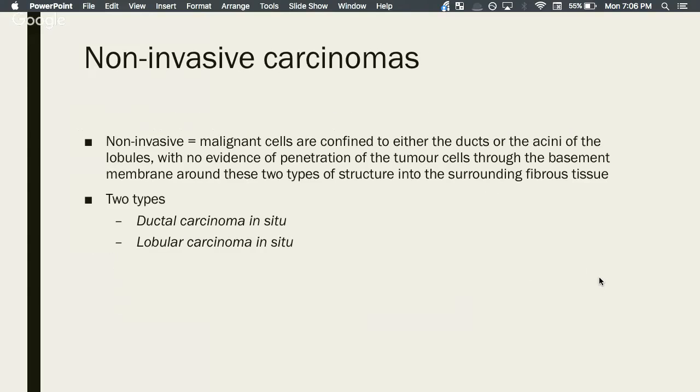In terms of non-invasive carcinomas, what they essentially mean is that there's no evidence of penetration through the basement membrane, so they're essentially well encapsulated. There are two types: ductal carcinoma in situ and lobular carcinoma in situ.